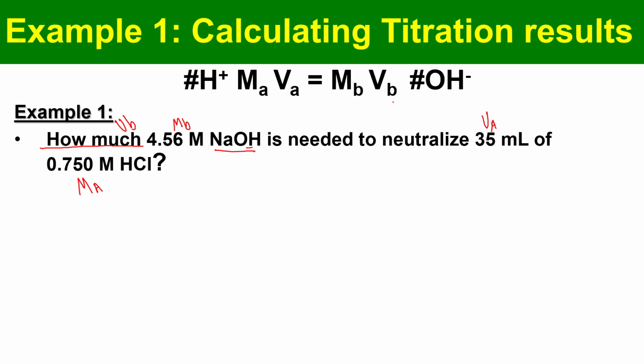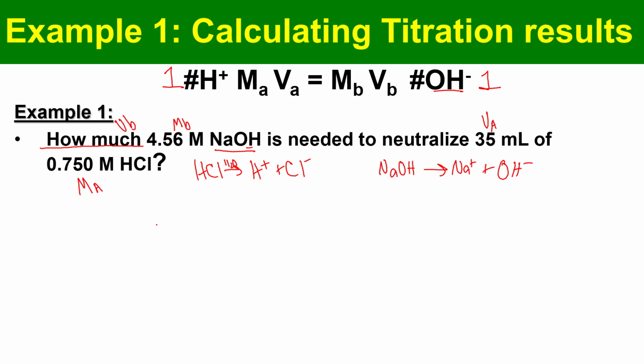Now we have to figure out how many ionizable hydrogens and hydroxides there are on our acid and our base. If we look at HCl, HCl in the presence of water is going to ionize into one hydrogen and one chloride ion. So this number here is going to be a 1. And the same with the sodium hydroxide. It's going to ionize into one sodium and one hydroxide ion. So this number here is a 1 as well. All that's left to do is now substitute in our values and solve the equation.